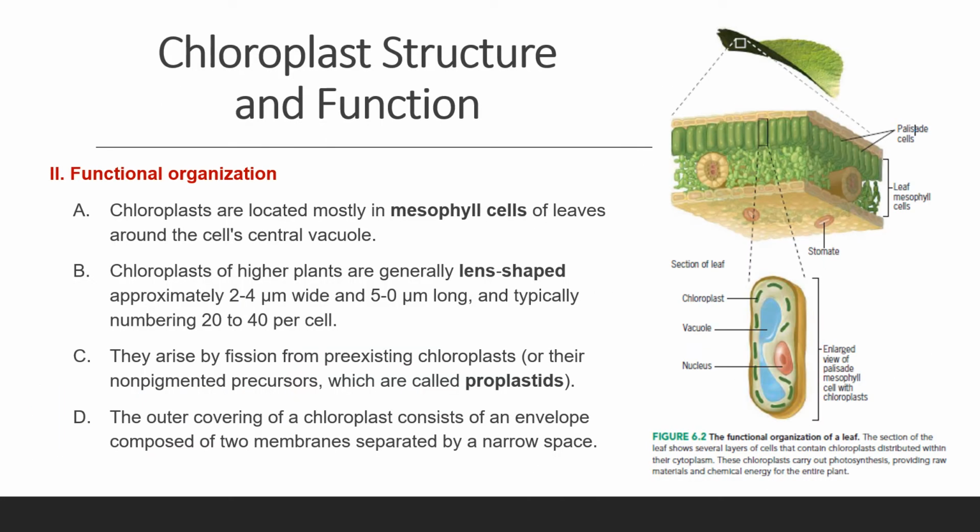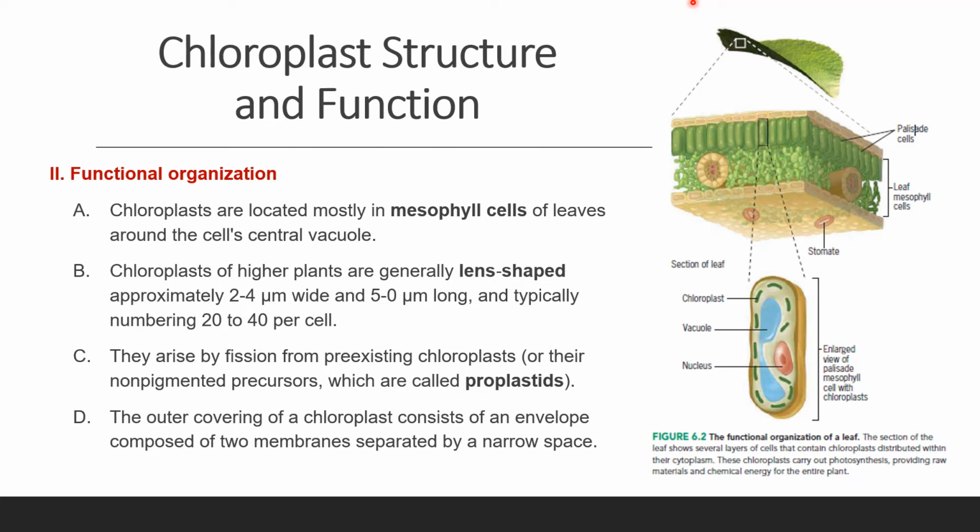For the functional organization of the chloroplast, chloroplasts are located predominantly in the mesophyll cells of the leaves around the cell's central vacuole. Here is the mesophyll, and you will be able to see your palisade cells. Focusing on the cells inside of it, you actually see your chloroplasts. The structure of the leaf and the arrangement of the chloroplast around the central vacuole of the mesophyll is again shown in the figure on your right.